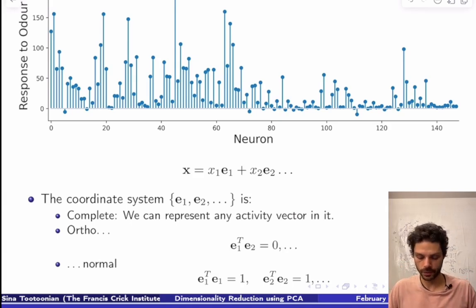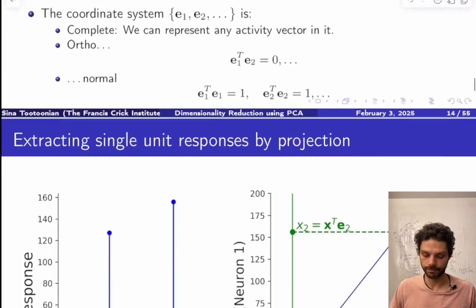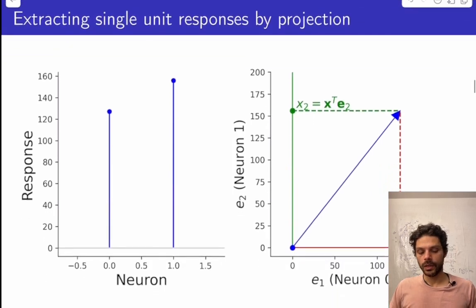It's probably the standard coordinates that you would think of. But the key point is that when you record activity like this, it's coming in implicitly with this coordinate system in terms of neurons. Now, how do we extract single unit activity in this framework? Well, you can think of extracting it as projection.